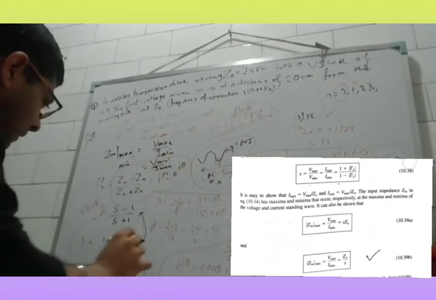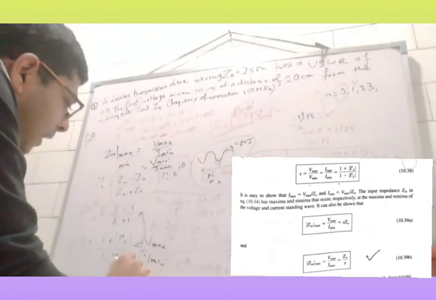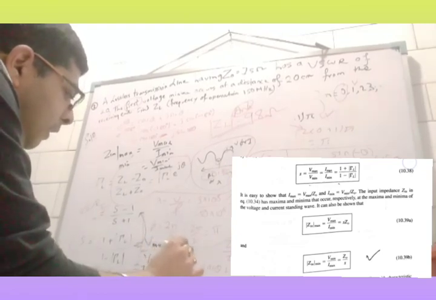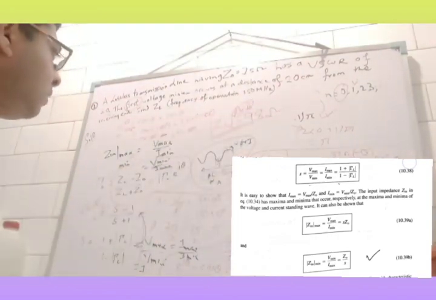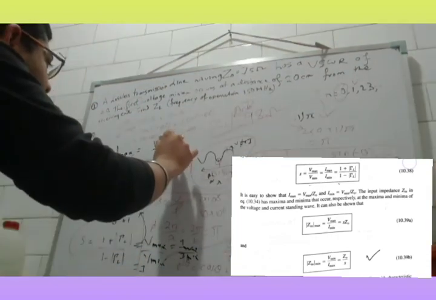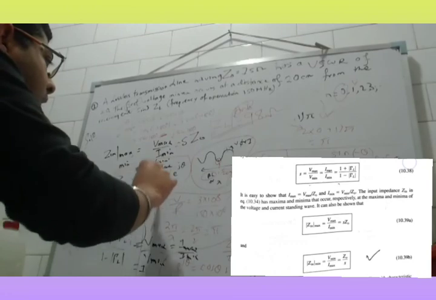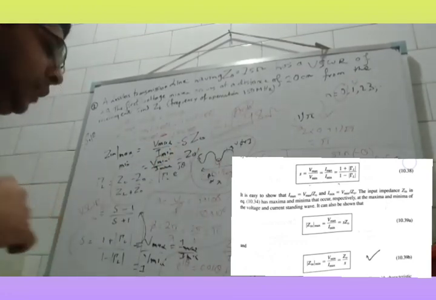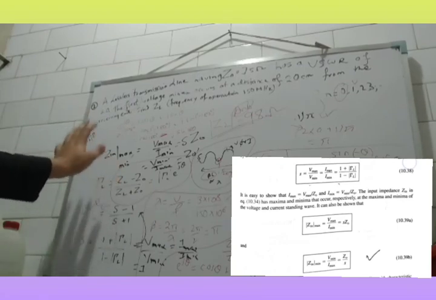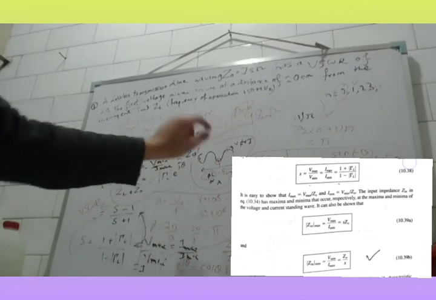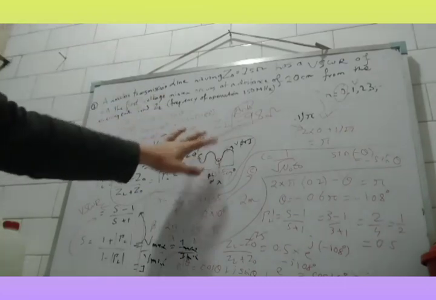And remember one thing, this VSWR S is nothing but the ratio of Vmax by Vmin, or Imax by Imin. This is known to you. You can see it in the book. From there, you can write that Z max will be S Z0, and this will be Z0 by S. This formula you should remember. The maximum value of input impedance is nothing but VSWR into Z0, and this is Z0 by S for the minimum case. This you will find in the book.